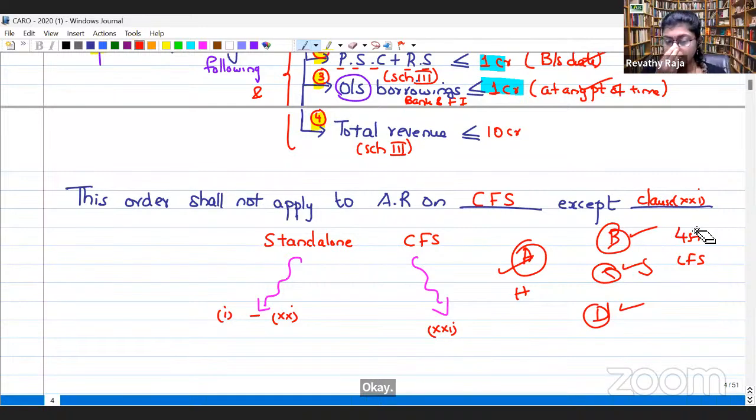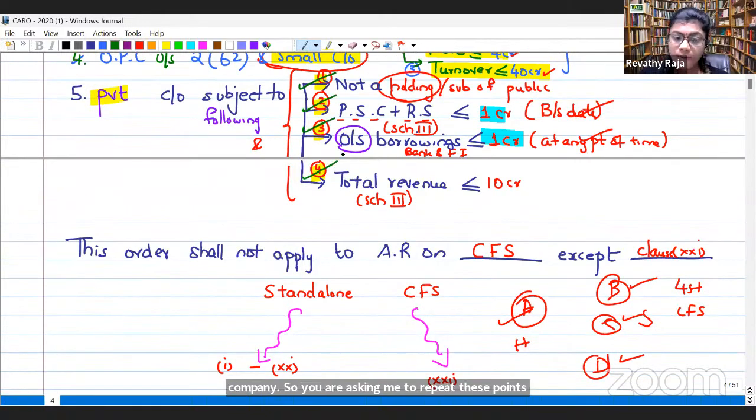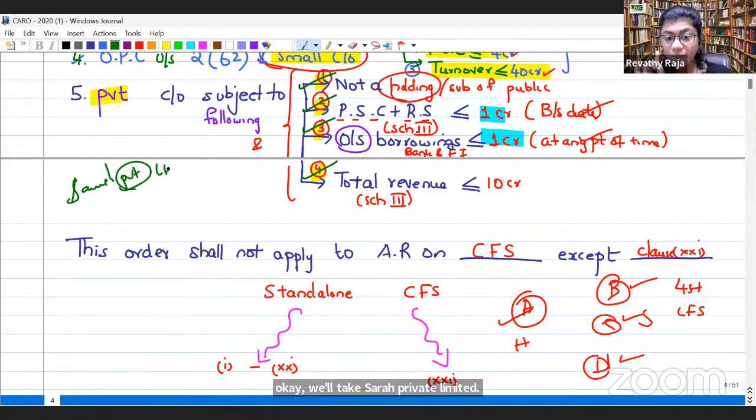Yes, sir. I will clarify the exemption relating to private company. So you are asking me to repeat these points? For the exam question, we'll take Sarah Private Limited. The words private limited are there. Now, for this company audit, if you need to claim the CARO exemption, there are 4 conditions. First, Sarah Private Limited should not have a holding or subsidiary as public. If they have a public company, CARO becomes applicable. What's the logic? Public company means more transparency, more reporting.